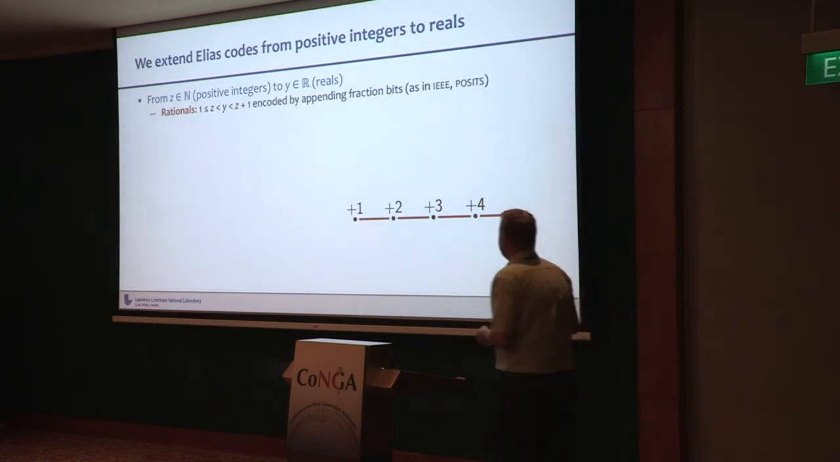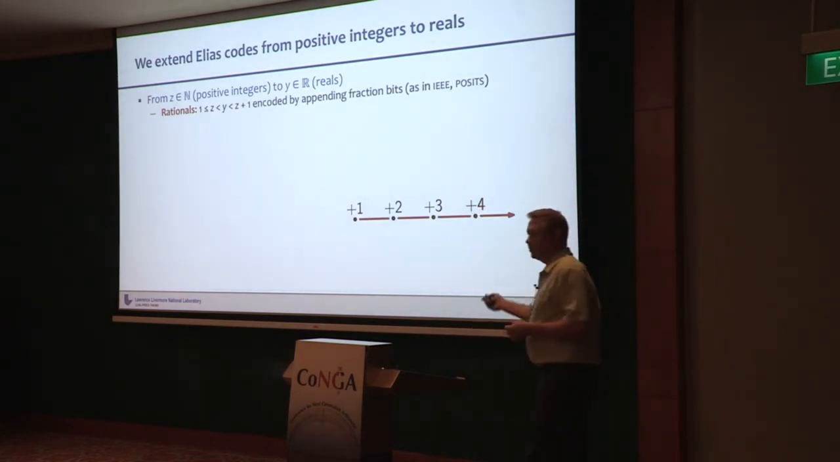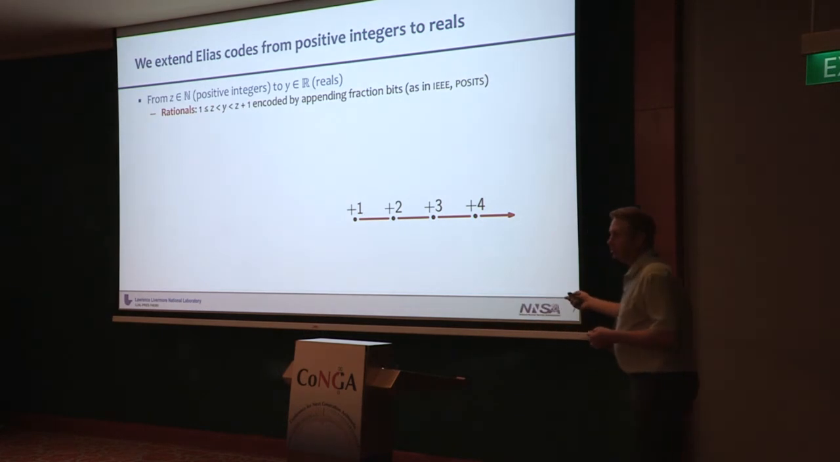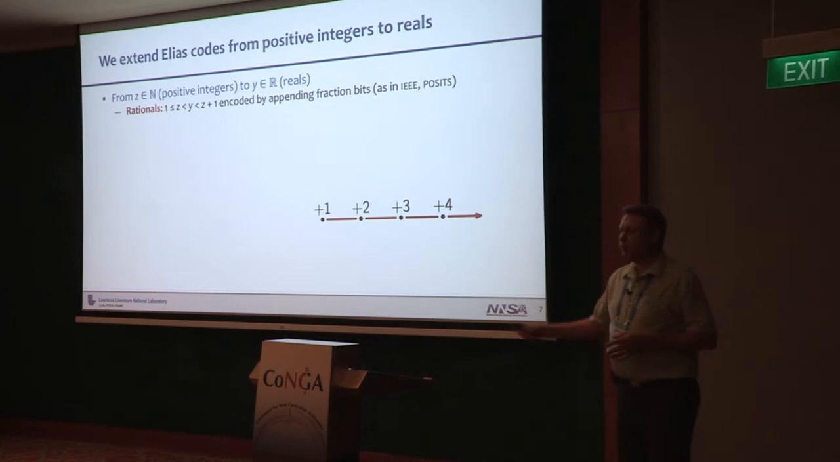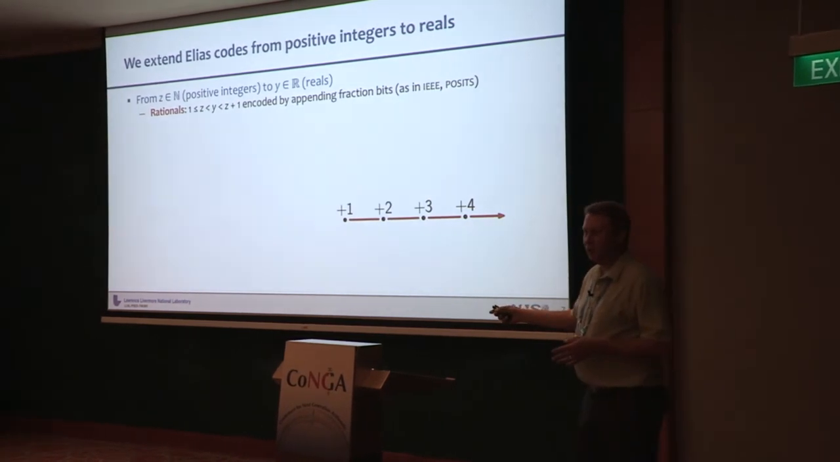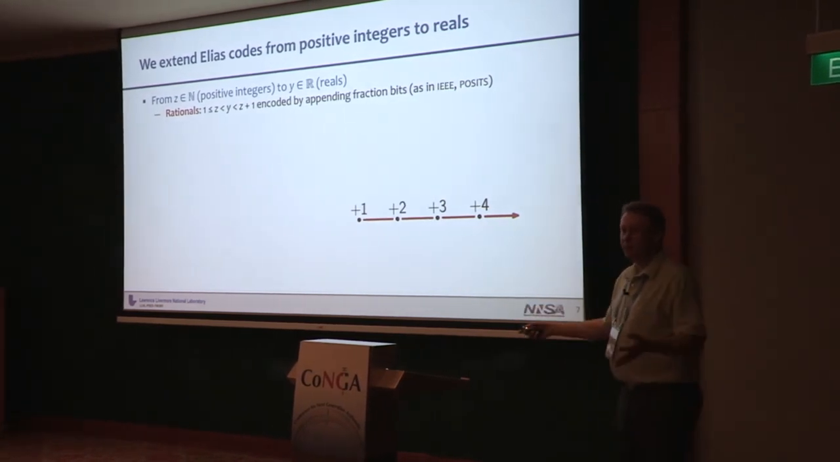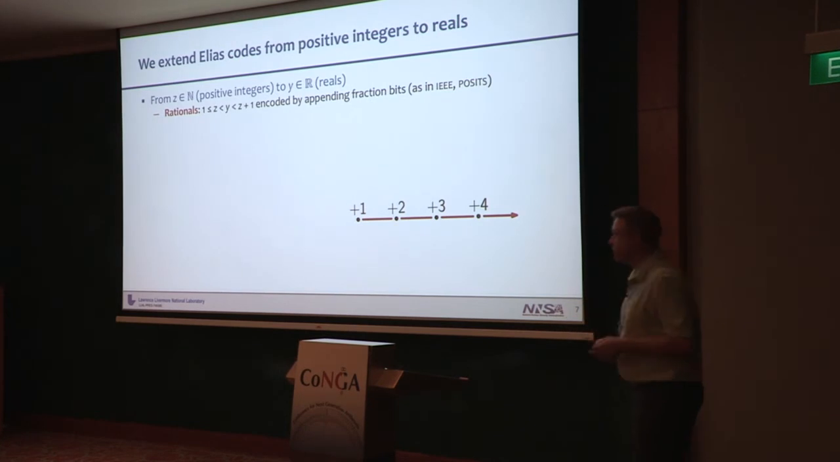So the first thing we want to do is encode rationals in between these integers. And the way we do that is just the same way that IEEE and posits do it, right? You just append fraction bits to the end of the integer, and you stuff as many of those fraction bits in there as you can if you have a fixed length representation.